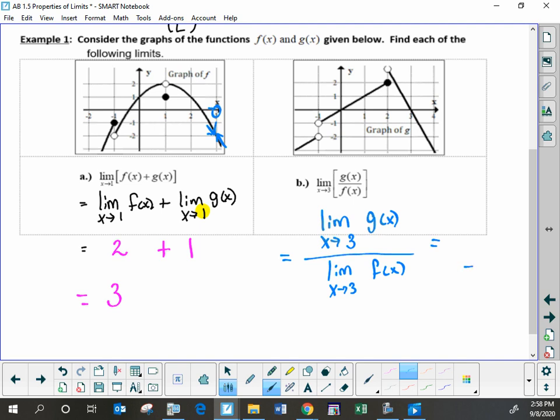So I'm going to have -2 for my f of x. Oh, now I see why. G of x, we want to come into 3. Right there's 3. Oh, so both these functions are coming into the same height. That height is 0. The answer is 0.